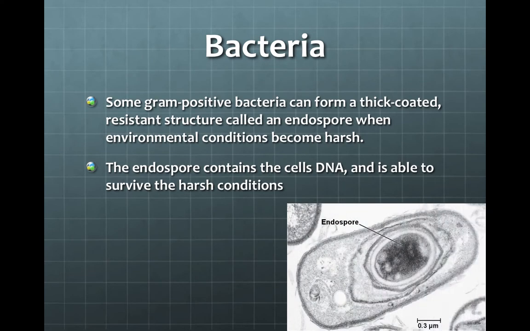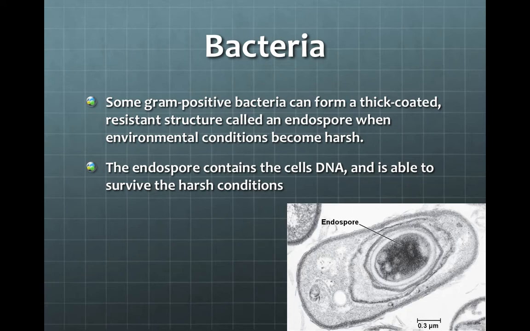Okay, some gram-positive bacteria can form a thick-coated resistant structure called an endospore when environmental conditions become harsh. The endospore contains the cell's DNA and is able to survive the harsh conditions. This is good for the bacteria. This keeps them alive. So even if the harsh conditions are antibiotics or some kind of alcohol or iodine to kill germs, it can still live. But that's bad for us because it won't kill the bacteria.